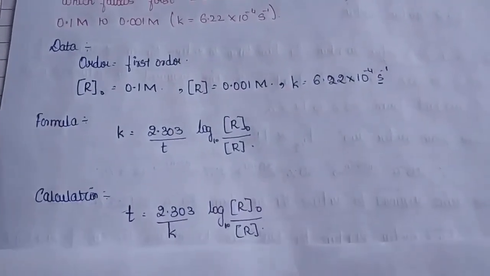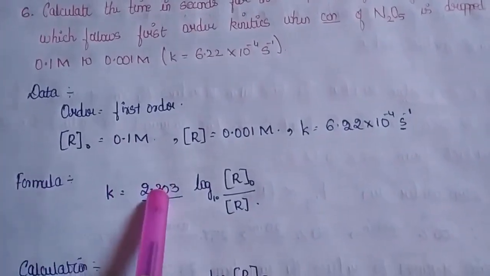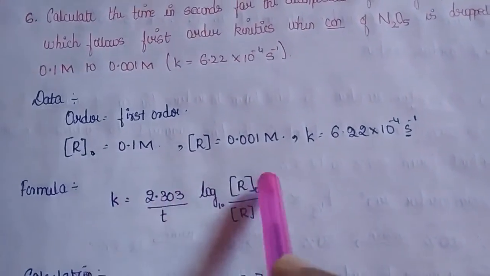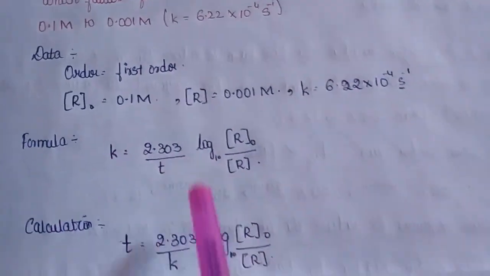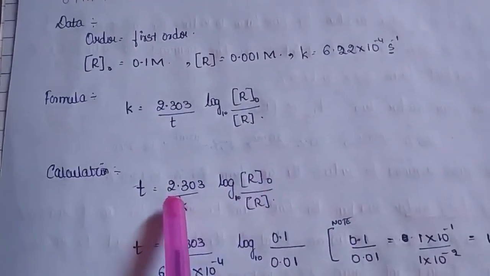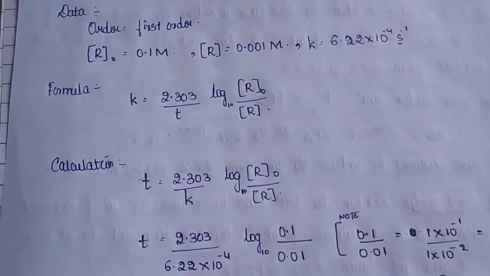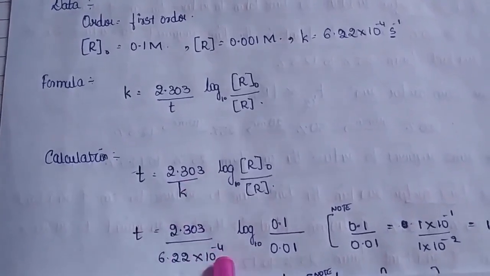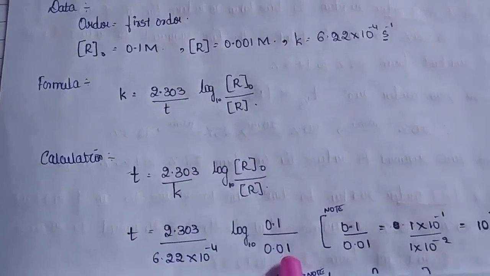Next, what you have to do? The calculation part. Of course, what things do I know? I know k. As we know, 2.303 is a constant. R0 is known, R is known, I want t. Just do the rearrangement. After the rearrangement, substitute whatever is given. k is 6.22 times 10 to the power of minus 4. R0 by R is 0.1 divided by 0.001.